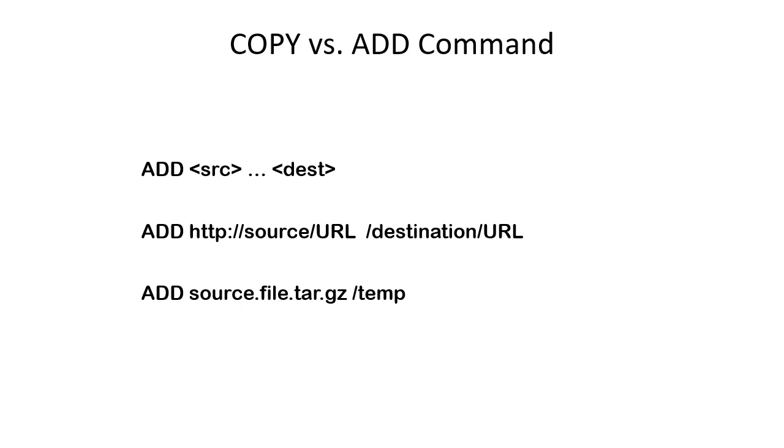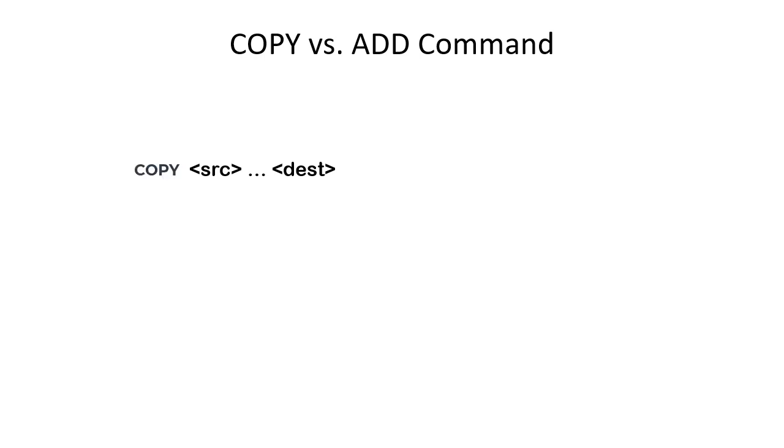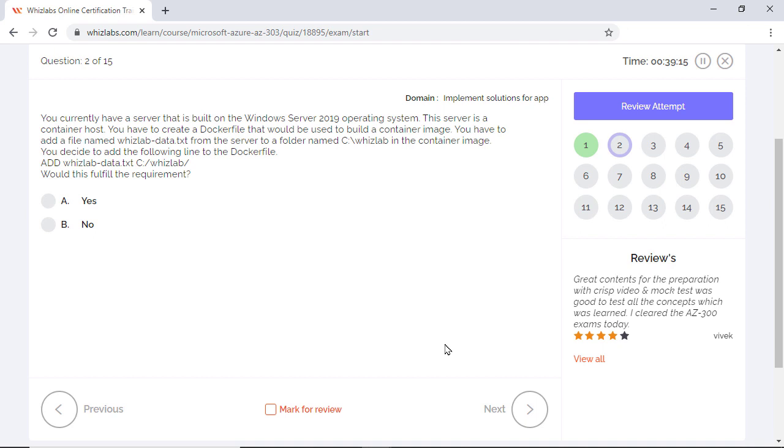The fact that add command has so many functionalities proved to be problematic in practice as it behaved extremely unpredictably. So Docker introduced a new command called the copy command, which has only one function. That is, copy locally stored files from the source to the destination. For this question though, you can use either of the two commands. So the answer is yes, the add command would fulfill the requirement.